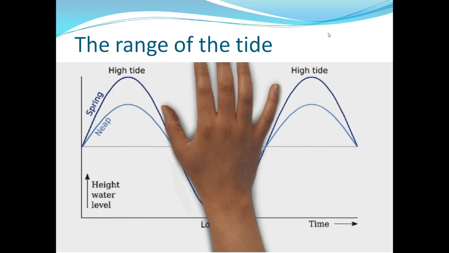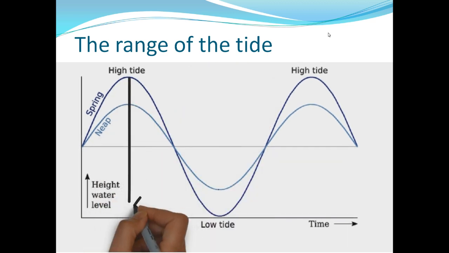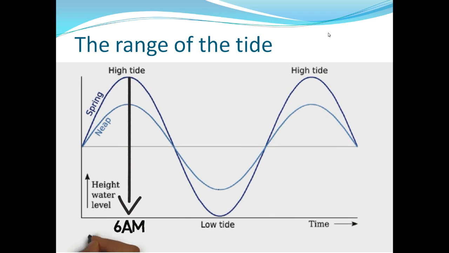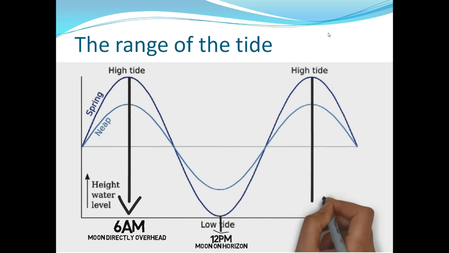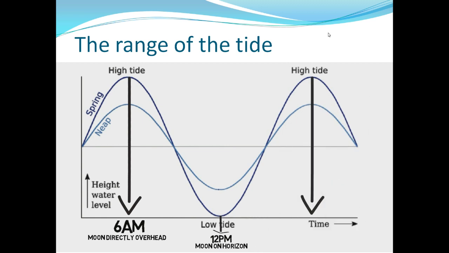Firstly, let's understand some definitions here. We have a tidal graph here. We have the time on the bottom, so let's say we have a high tide at 6 AM. That might be when the moon is directly overhead. We have a low tide, let's say that's 6 hours later, so 12 PM. And that would be when the moon was on the horizon at a 90-degree angle to us. And then we might have another high tide. This is the most normal situation in most places around the world, approximately 12 hours later, maybe 6 PM. And that would be when the moon was on the exact opposite side of the Earth.